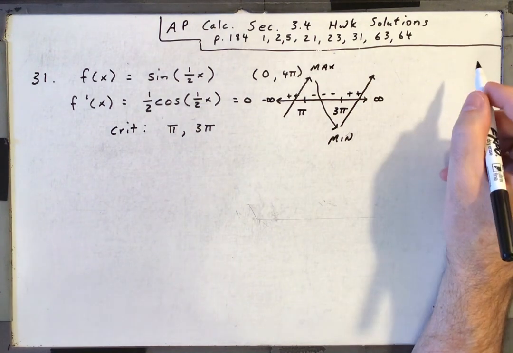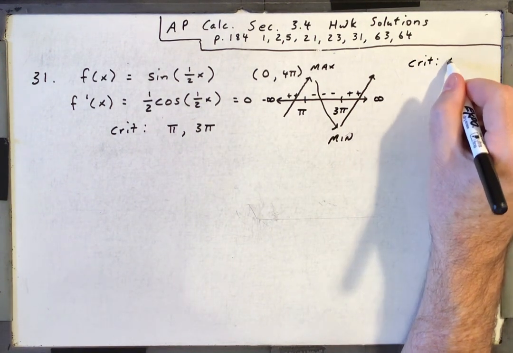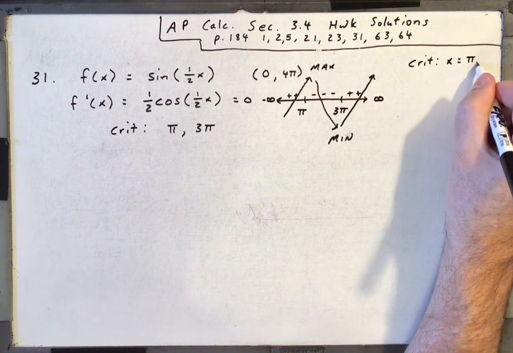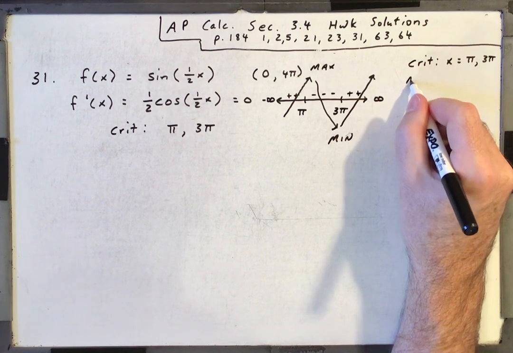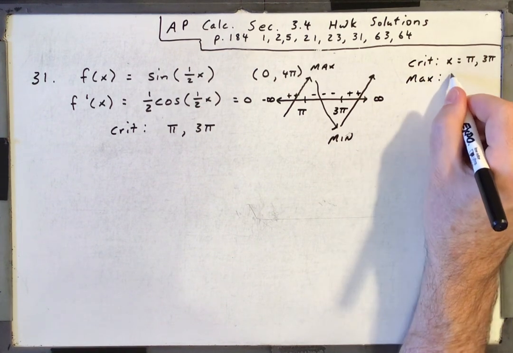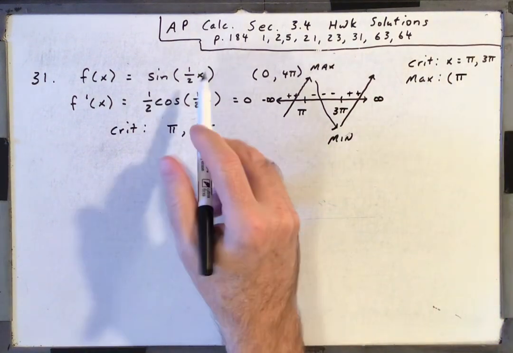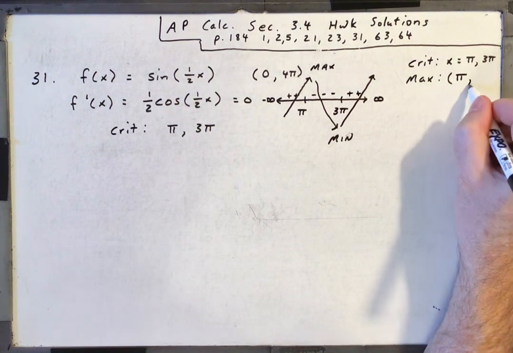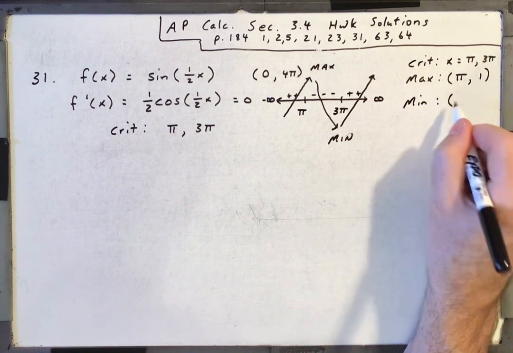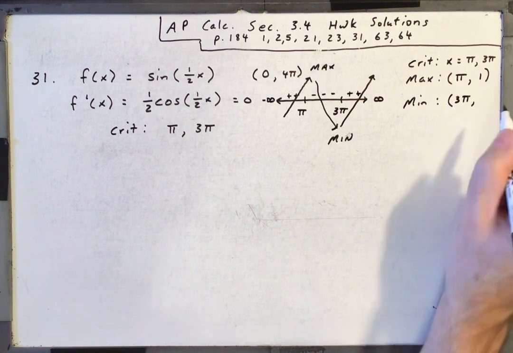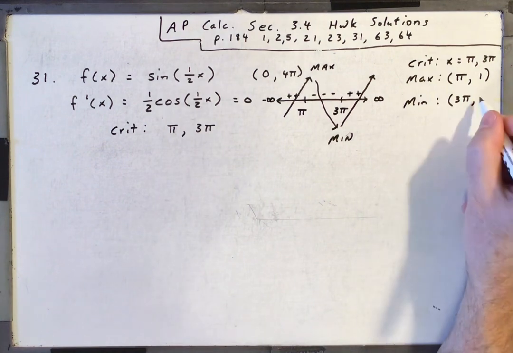So let's write everything down. So our critical points occur at x equals pi and 3 pi. We have a max at pi, and then the sine of pi over 2 is 1. We have a minimum at 3 pi. Plug in 3 pi here, that'd be 3 pi over 2. The sine of 3 pi over 2 is negative 1.